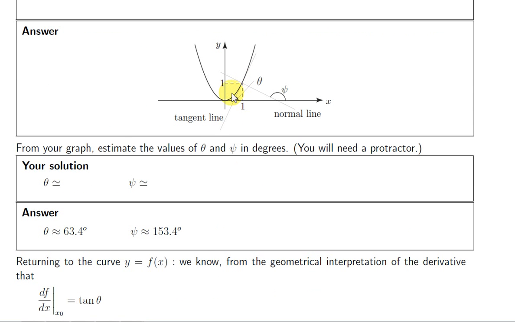Now, we know that the derivative of the function at x equals 1, or x naught equals 1, that's what this is called here actually, is the slope of the curve at 1, or the slope of the tangent to the curve at 1. So here's the derivative at x naught. X naught is 1 here, and the slope of the tangent line is the tan of the angle that the tangent line makes with the positive x-axis. In this case, theta is an acute angle. Theta is approximately 63.4 degrees in this case.